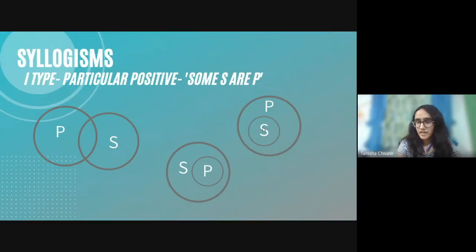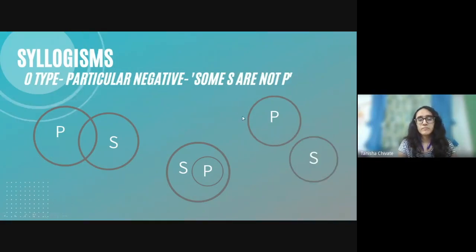And if one of them is contradicted by any other statement, that entire statement is invalid. Okay, so make as many cases as you can, and you'll only be able to accomplish this when you practice more syllogisms. Some S are not P, same case over here. Some S are not P, the part which does not come in the inner circle, and 2 separate circles. That's what you can do.